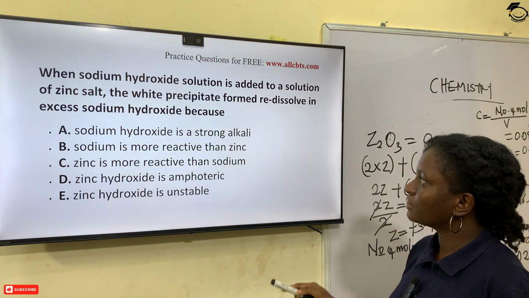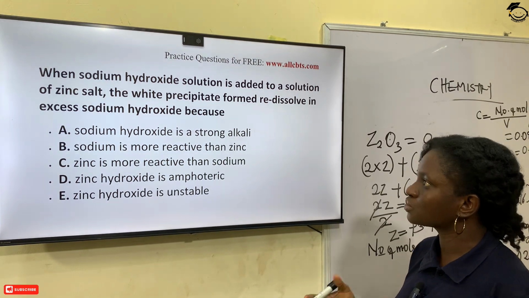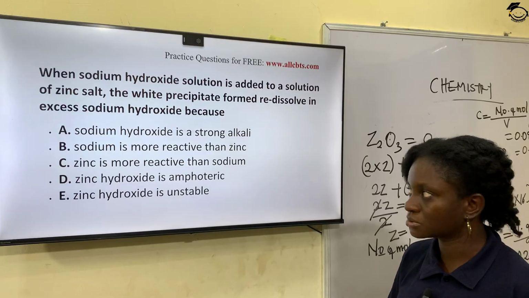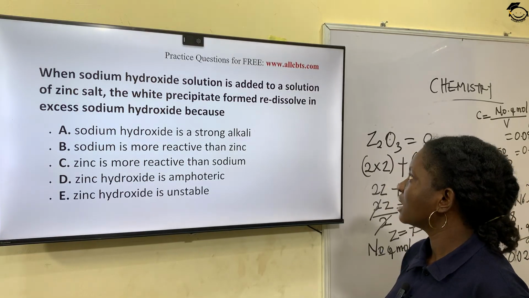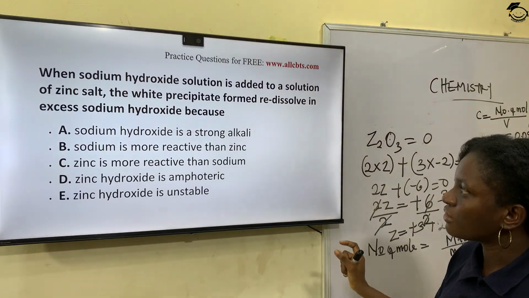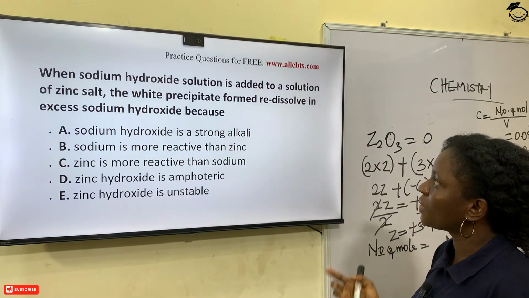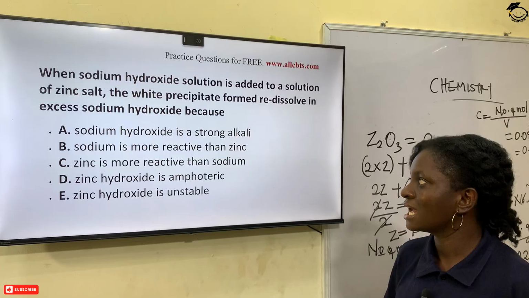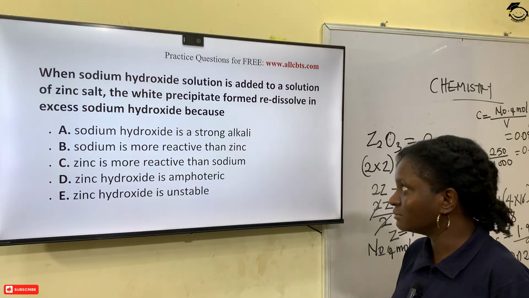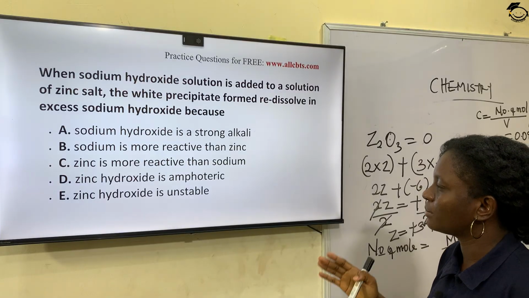When sodium hydroxide solution is added to a solution of zinc salt, there's a white precipitate formed, and this will dissolve in excess sodium hydroxide. Why? So when sodium hydroxide solution is mixed with zinc, the white precipitate formed is now redissolved in excess sodium hydroxide.